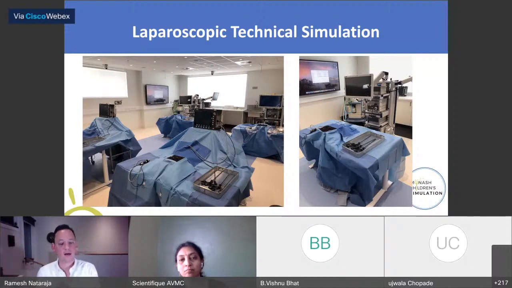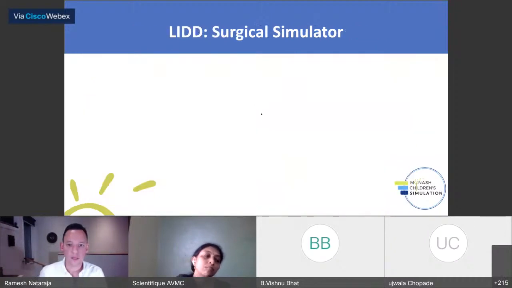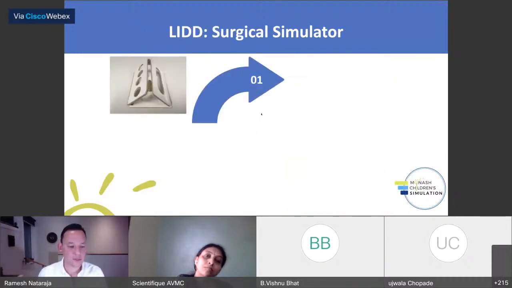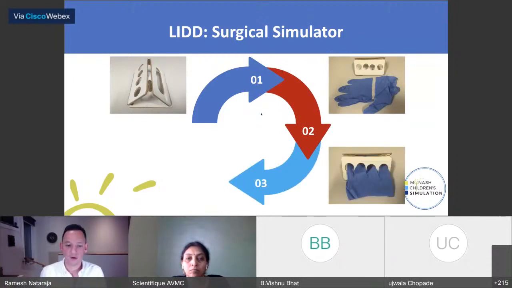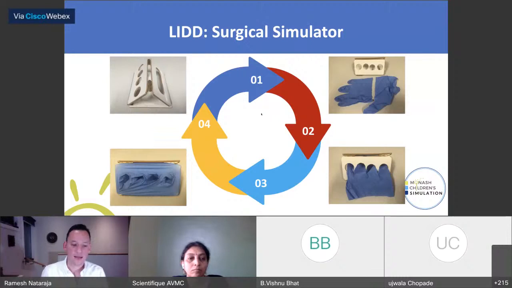So we train our trainees on a stepwise approach, as we said, building up the blocks as we go. They start on the basic simulator, they then move up to more and more complicated things as they go. And this is the lid we designed, a small MDF triangle with some holes cut into it. We then cut a glove off, put the fingers of the glove in the holes, stretch it across there, and that gives one side of it, which is an inguinal hernia repair in a child.